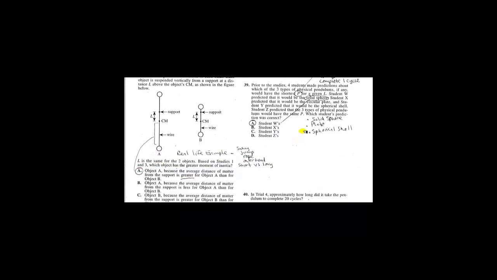Second thing to do is to keep in mind that we already know that answer choice Z, student Z, says they're all the same. That can be crossed out right away because we already know that the shell is slower than the sphere. They're not the same, so Z is out.